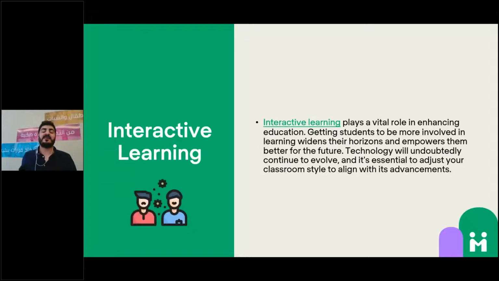Let's talk a little bit on our style now, which is the interactive learning. We always use interactive learning because it plays a vital role in enhancing education, getting students to be more involved in learning, widens their horizon, and empowers them better for the future. Technology will undoubtedly continue to evolve, and it's essential to adjust our classroom style to align with its advancement.